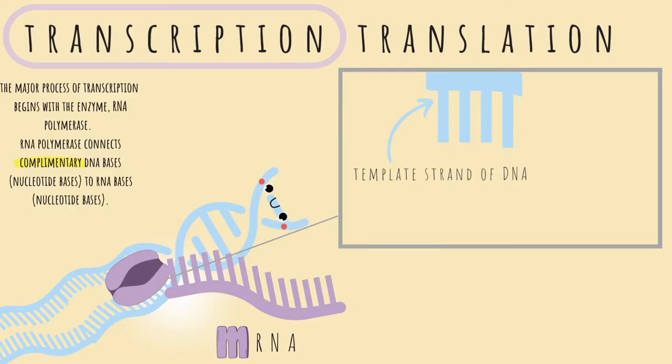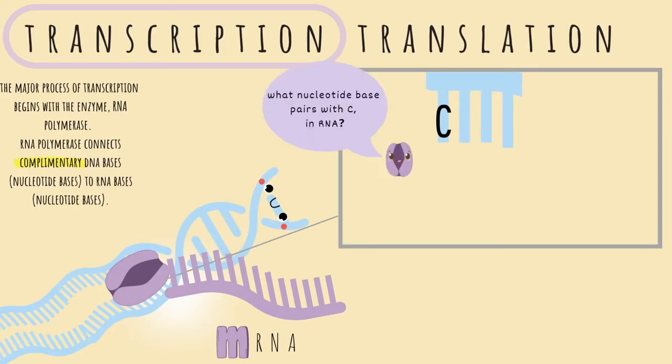Remember, the template strand of DNA has nucleotide bases. Here we have C representing cytosine. RNA polymerase is going to ask itself, what nucleotide base pairs with cytosine in RNA? Guanine pairs with cytosine in RNA. So once the polymerase enzyme has figured out the complementary bases, it will make them. So it's going to go ahead and make guanine here.